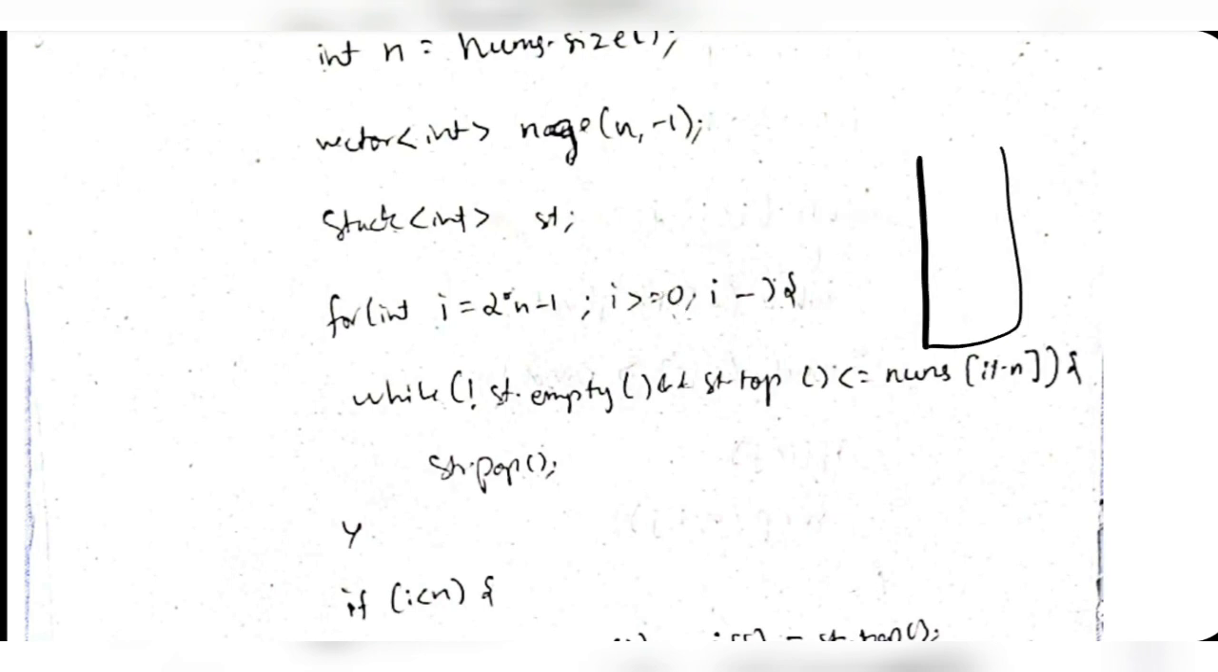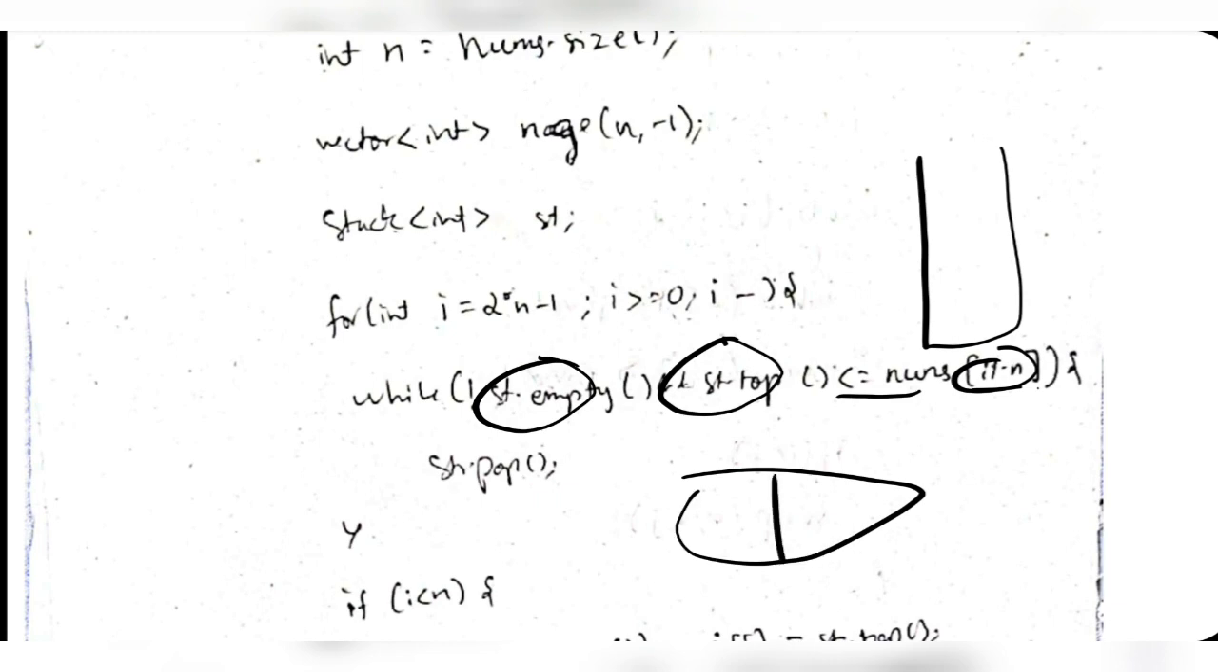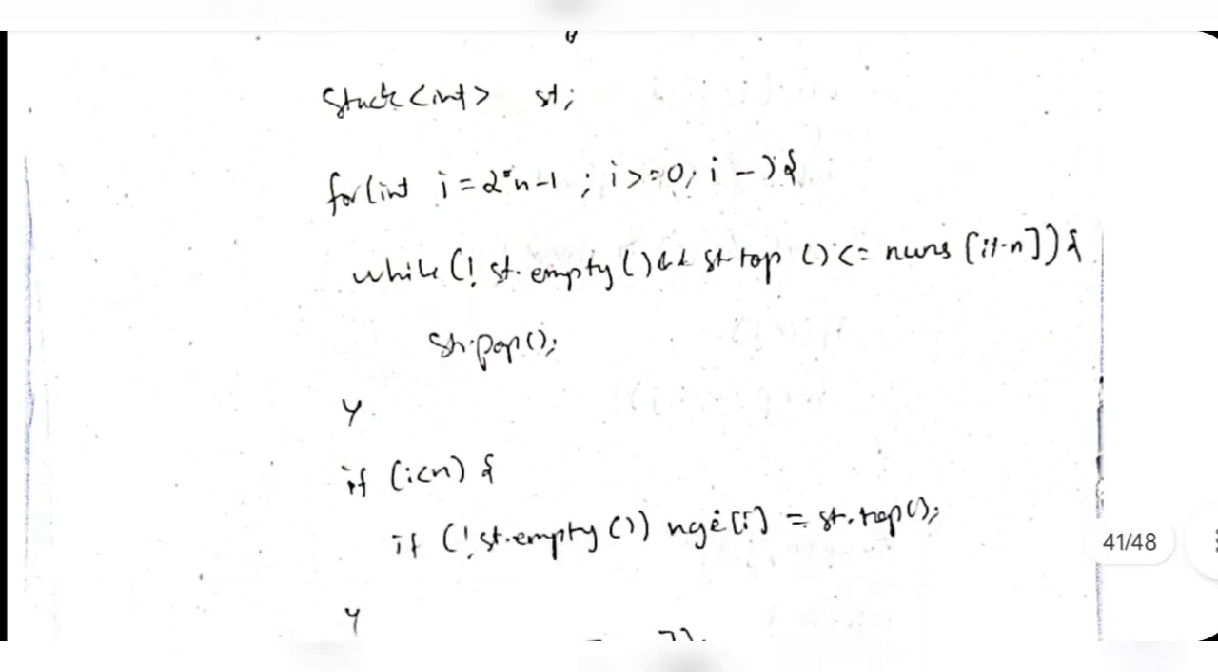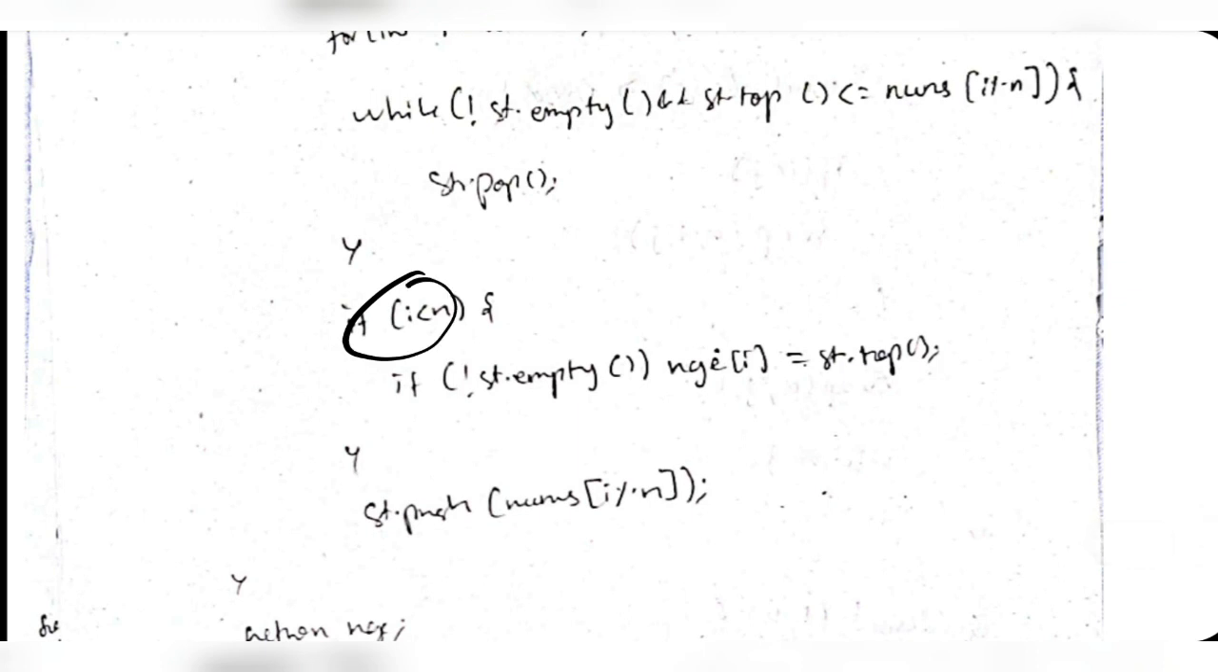So what we will be doing is, while stack is not empty and st of top is less than nums of i percentage n. The percentage n is just for the doubled elements, right? Because we are using 2n minus 1, that's why we are using percentage n. While this is the case, at that time st dot pop. If i is less than n, then do the following: if it's not empty, at that time ng of i is equal to st dot top. So what we are basically doing is pushing here. If these two cases are not true, at that time we'll push it.